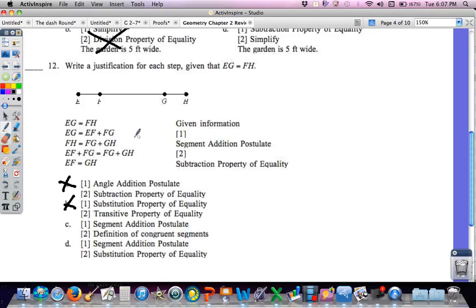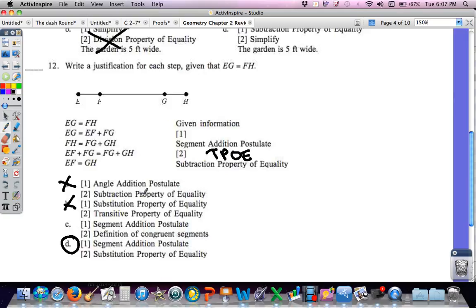Then after I do another segment addition postulate, I'm told that EF plus FG is equal to FG plus GH. That to me would be transitive property of equality. But they don't have transitive property of equality. They have definition of congruent segments or substitution. So I'm not loving this right now, but I'm going with that as the answer because I really would like this to say transitive property of equality.